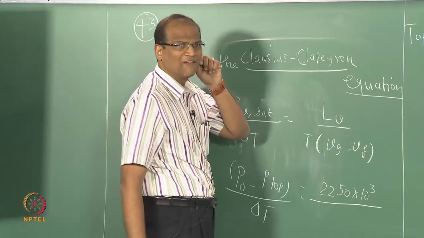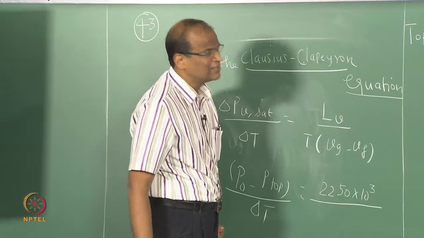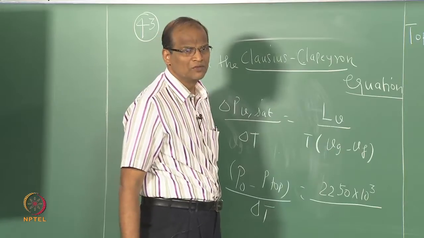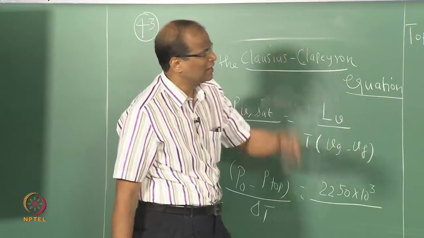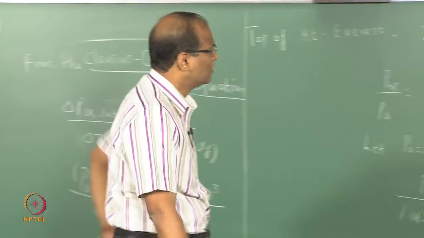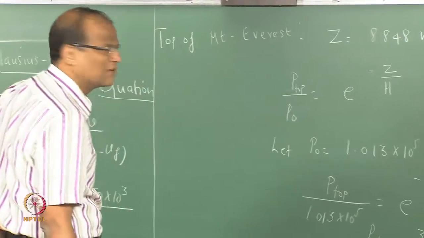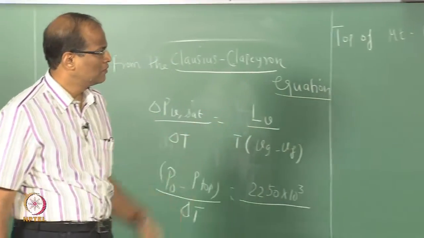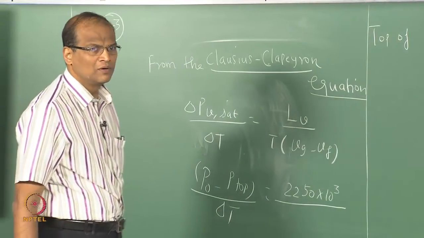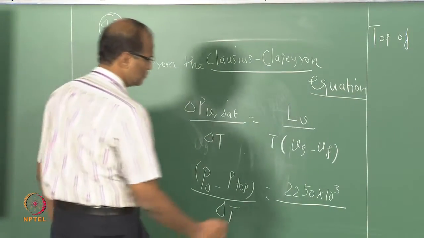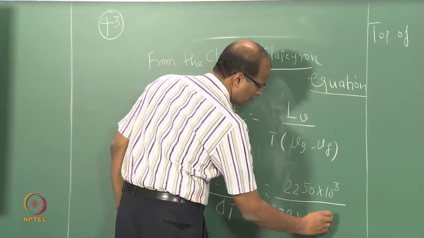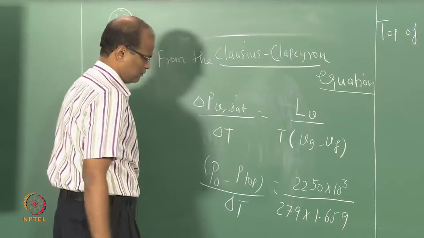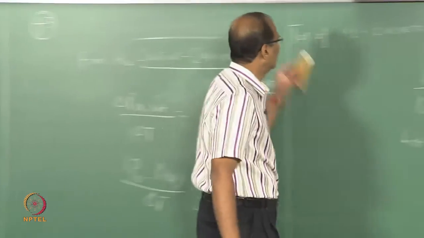This T, you can use an average T. How much is it changing? 303 to 254. So do you want to use an average T? Now that you have calculated, you might as well use it. So average is about 275 or 280. Yeah, just calculate delta T.